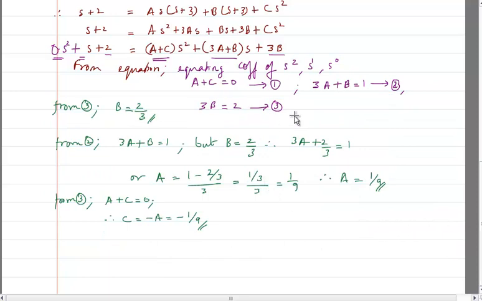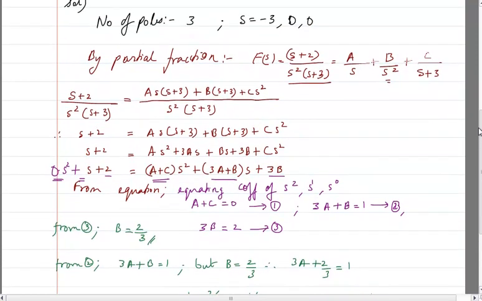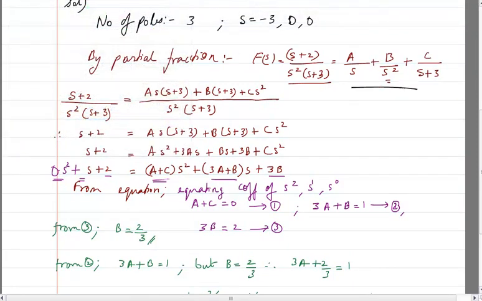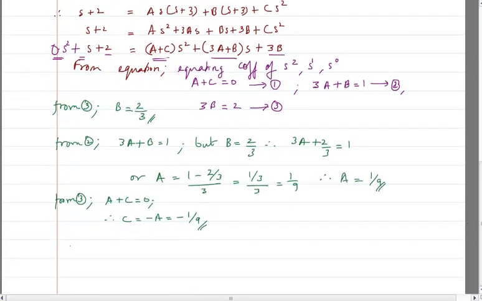So now I will write the original partial fraction that I had got, which was basically this one. This one I will rewrite, but now I will substitute the values of a, b, c. So how do I get it? Therefore F(s) is going to be a, which is 1 by 9, so 1 by 9 divided by s, plus b. What is b? b is 2 by 3, so 2 by 3 divided by s square, plus c. What is c? Minus 1 by 9 divided by s plus 3.